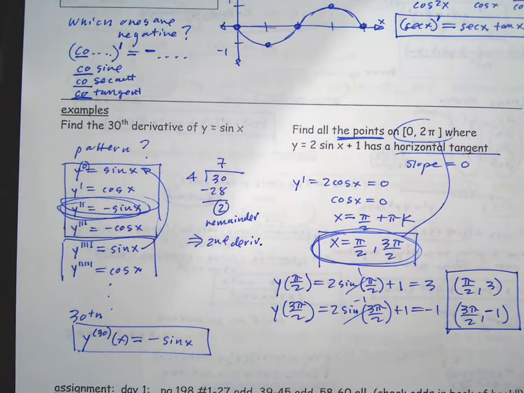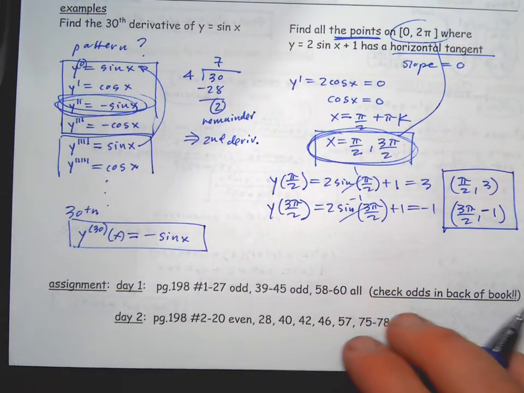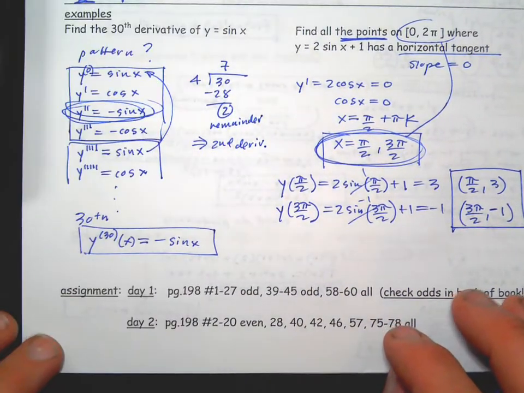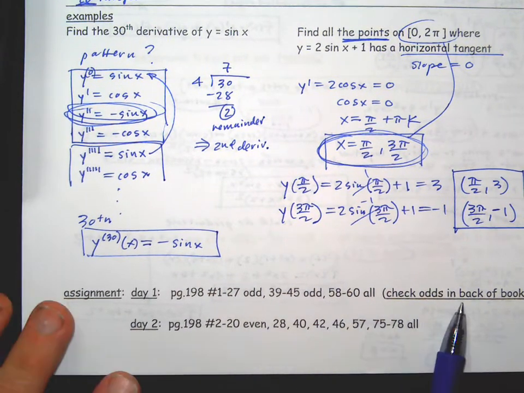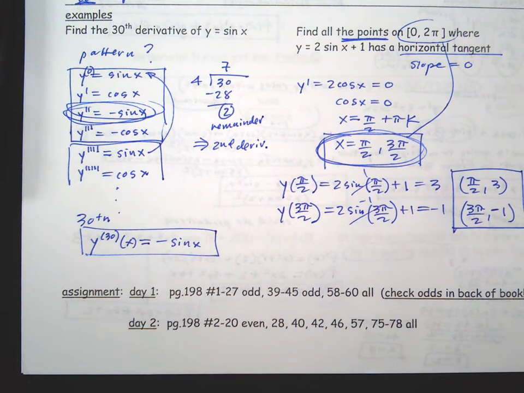Okay? So your assignments for day 1 and day 2 are from the same pages in your book. And day one, we do 1 to 27 odd, 39, 45 odd, 58 to 60 odd. Check all the odds in the back of your book as you're going just to see if you're doing good. And then we'll check that assignment. We'll fix the problems. We'll figure out the ones you got stuck on. And then you'll try the second assignment. But wait till you really figure out the first one before you start on the second one. Okay?